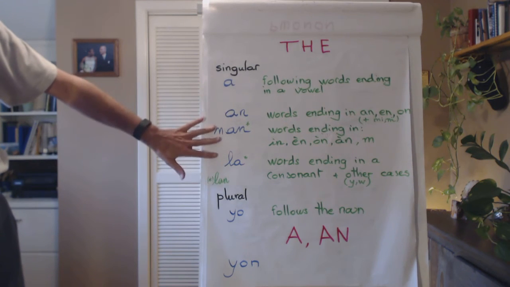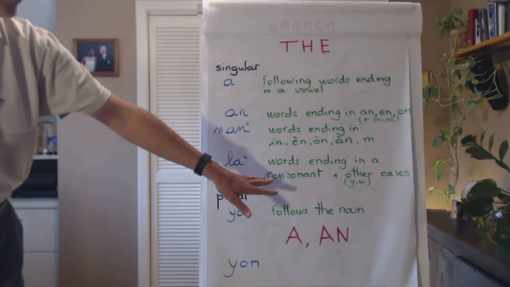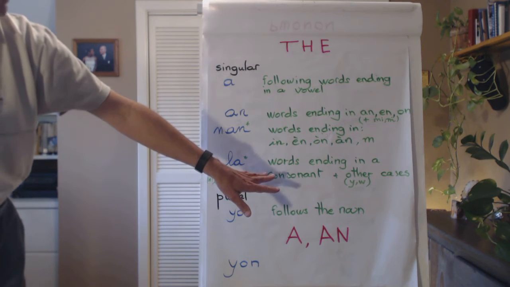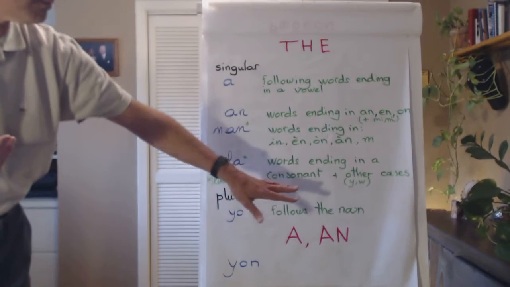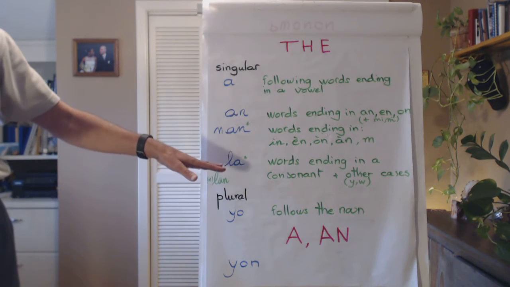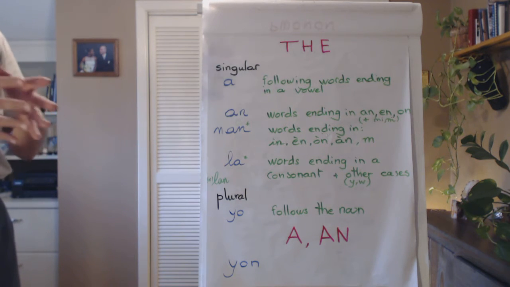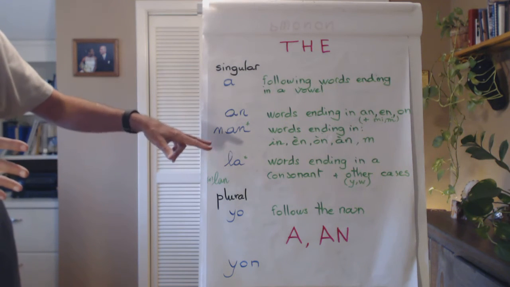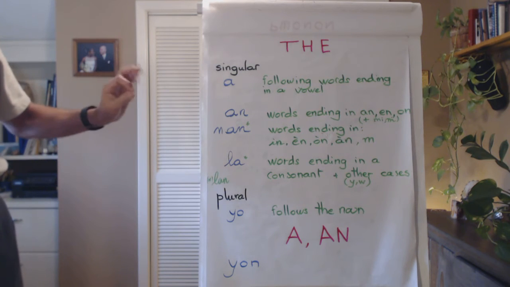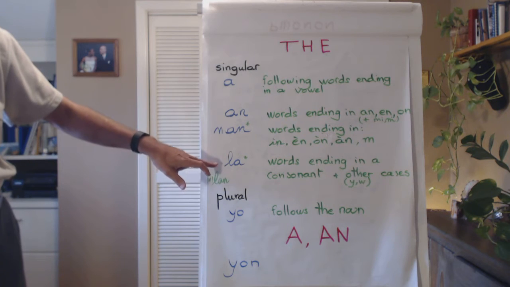And for the rest, it will be la. So, when the noun ends in a consonant, that will be la. Watchtower is "to the gad" in Creole, and the watchtower will be "to the gad la". It ends with a D, therefore the definite article will be la.